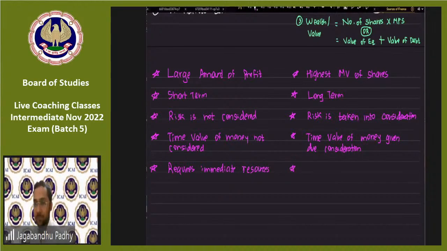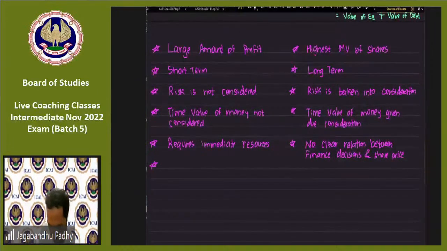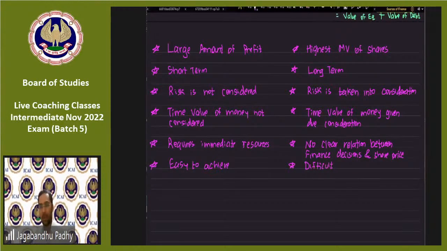Whereas wealth maximization, you can say there exists no clear relation between finance decision and share price. Okay. Profit maximization, you can say, is easy to attain, but wealth maximization is difficult, right? That's going to be a difficult task. Okay.